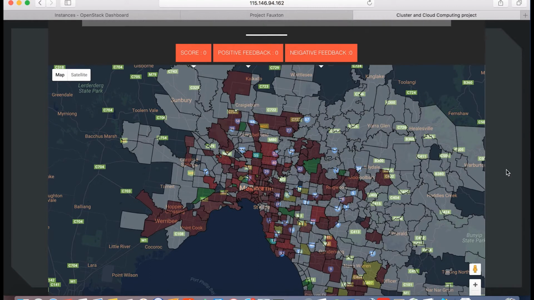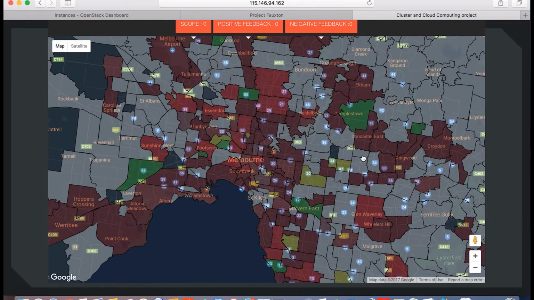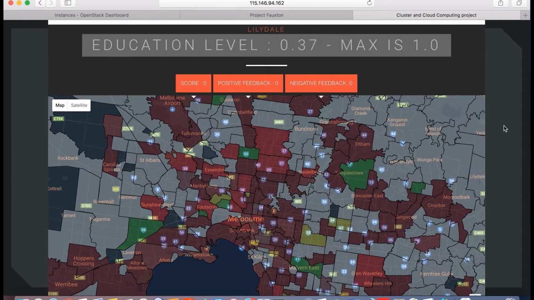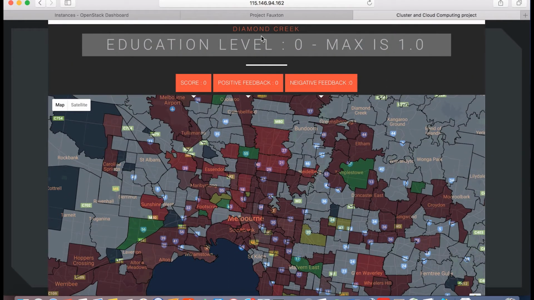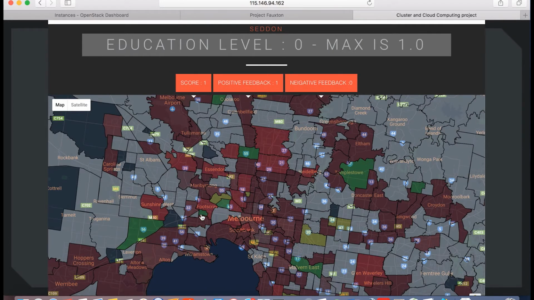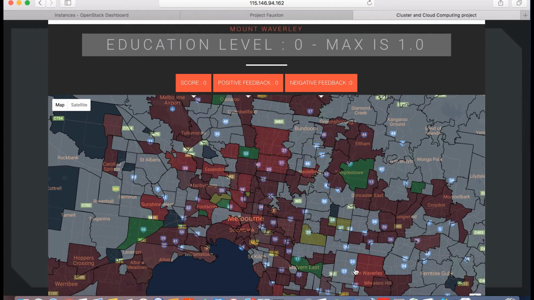Based on the feedback, I set up the colors based on the different scores and the different education levels and put them into the suburbs. As a result, it can easily be seen that most of the regions give negative feedback for Tony Abbott.